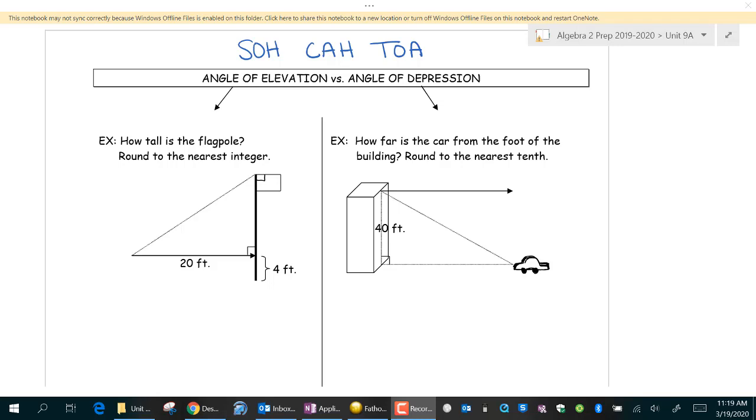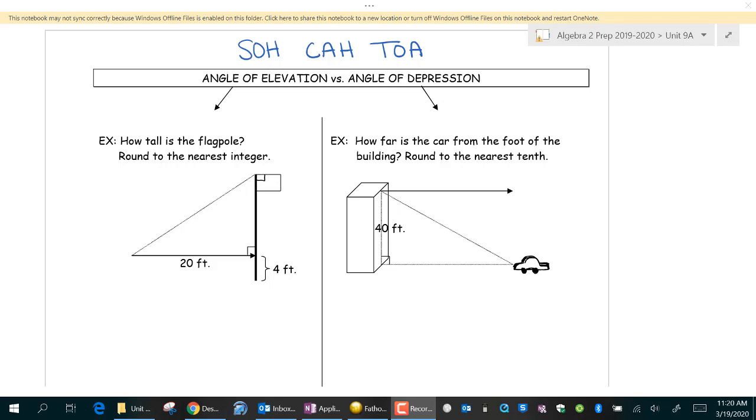Hi everyone, today we're going to be looking at some applications of right triangle trig and SOHCAHTOA. Now there's two very important vocabulary words that you're going to be seeing a lot, and that's angle of elevation and angle of depression. So we're going to start off looking at two different examples to demonstrate what the angle of elevation and depression is.